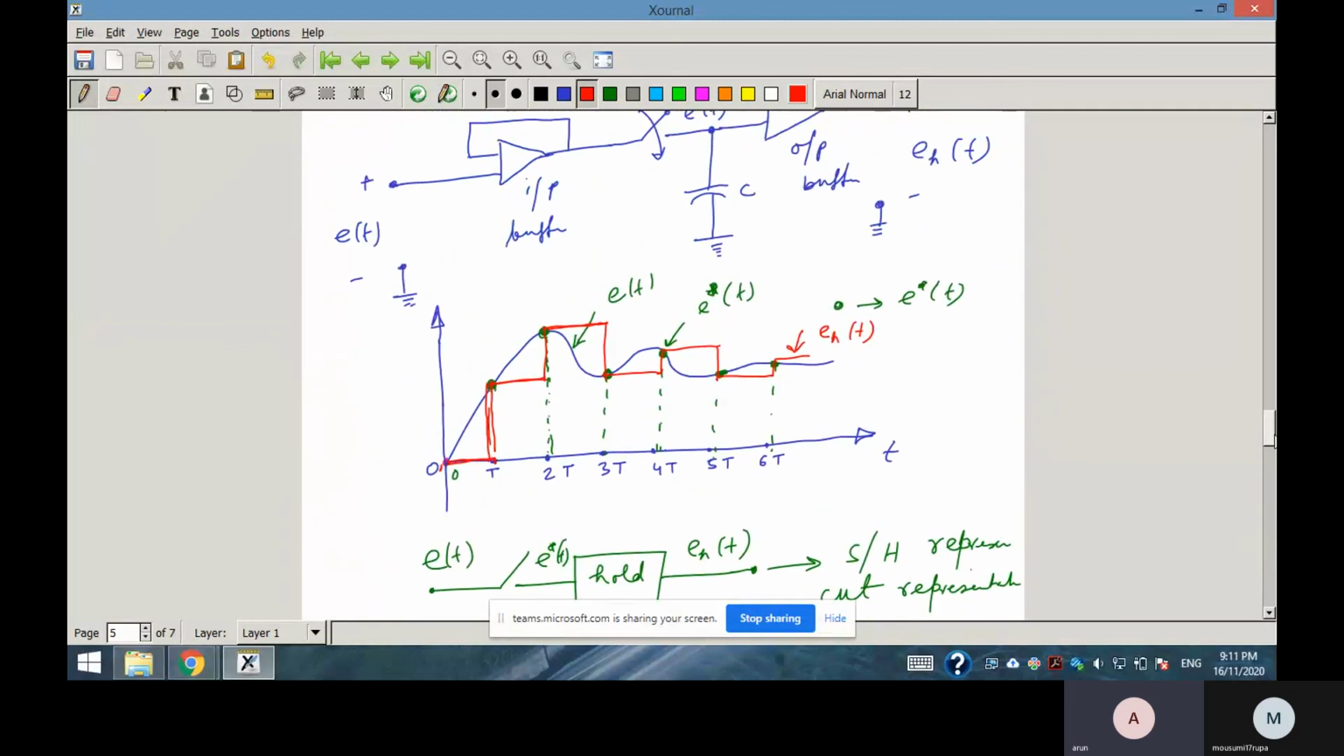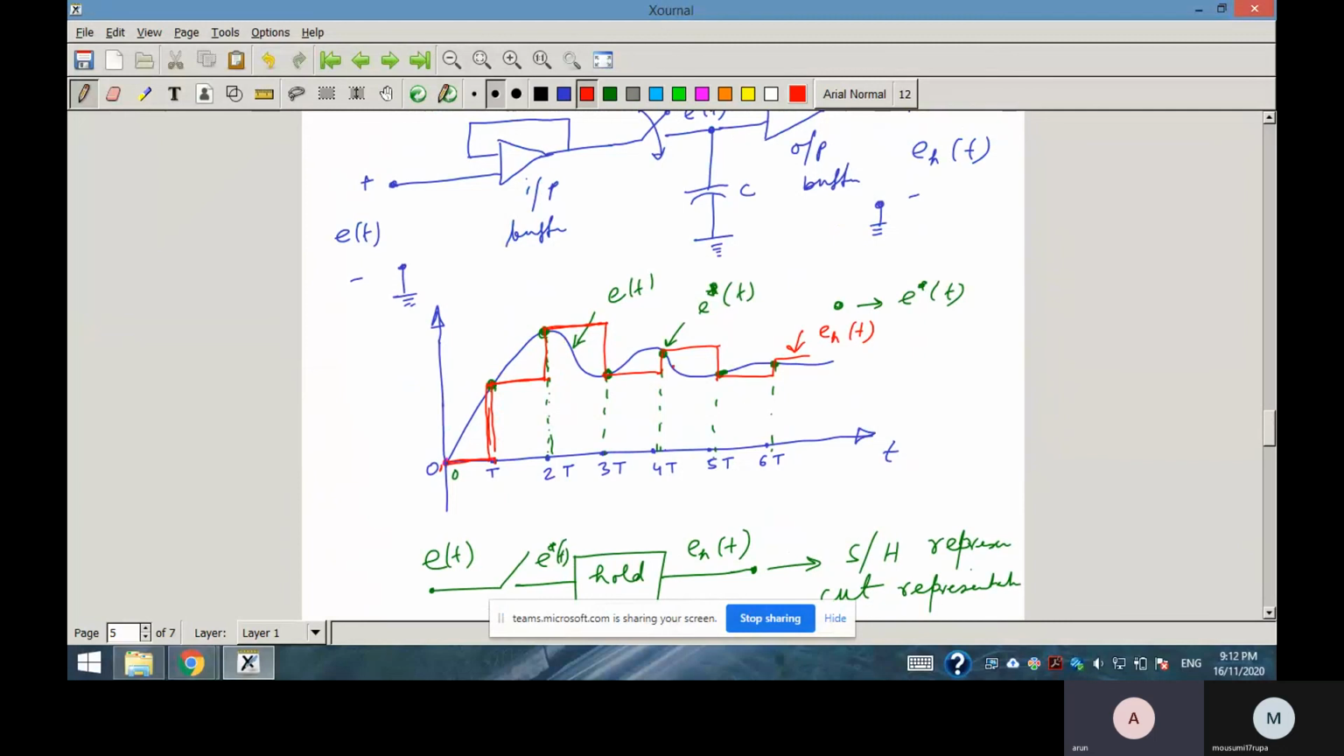Zero order hold means here it will assume constant output in between two samples. This constant, this constant, this constant. In case of first order hold, what will it do? It will join by a straight line. So this is a straight line, then again a straight line, then again a straight line.